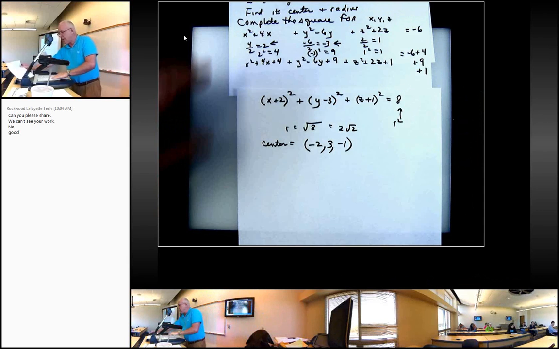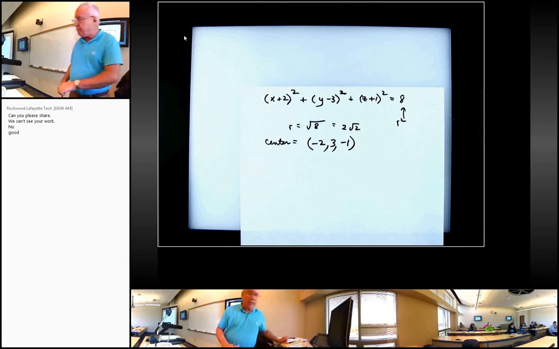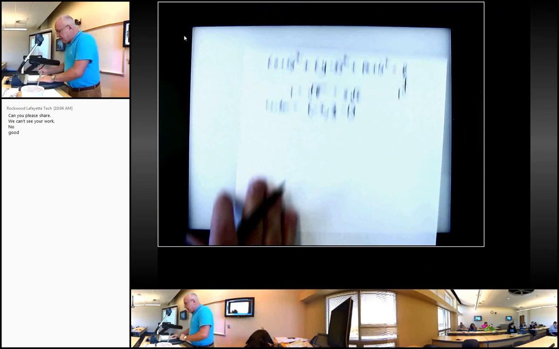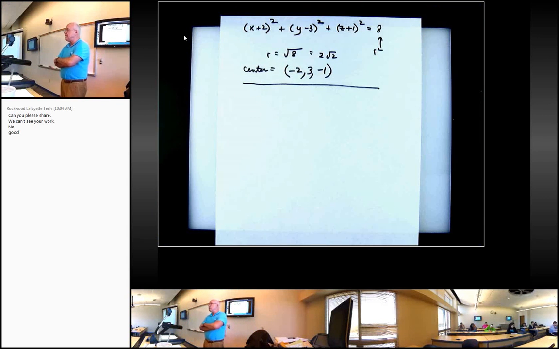All right, so that is what we want to cover in that first section. Then the next section we start getting into something a little bit more interesting, I think. We start talking about vectors.